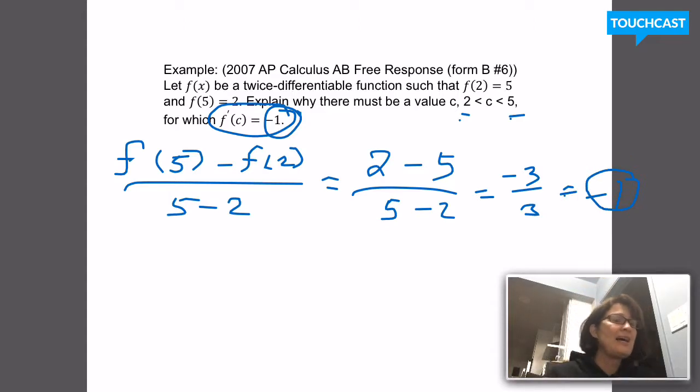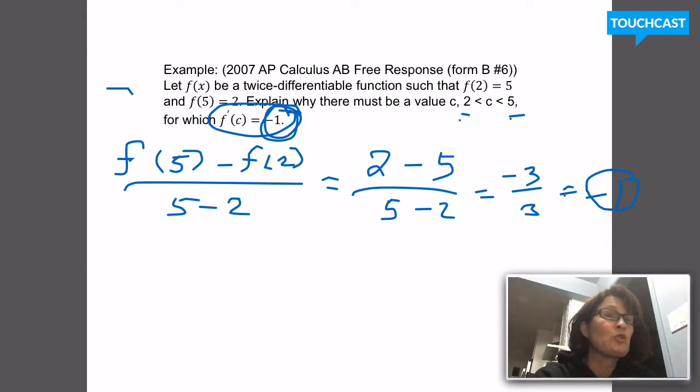So I have found a difference quotient, an average rate of change, using 2 for a and 5 for b, that is equal to that particular derivative value that I'm looking for. This is a really good sign. Now the other thing I have to do, I have to go back and check. I'm going to use the mean value theorem as my reasoning for saying that this f prime of c exists. But I can't use the mean value theorem unless I'm 100% certain that the function I'm talking about is continuous and differentiable on the interval I care about, which in this case is the interval from 2 to 5.